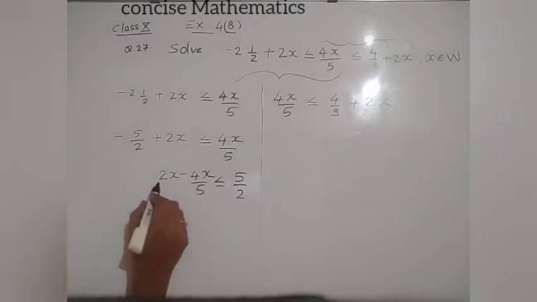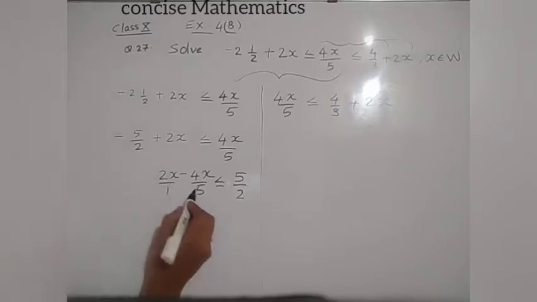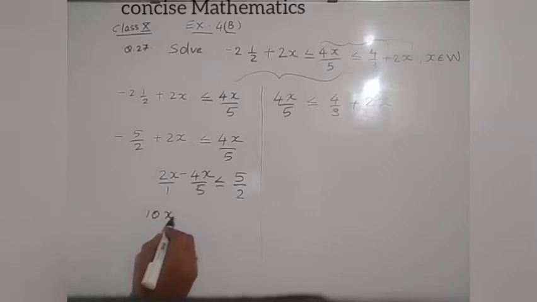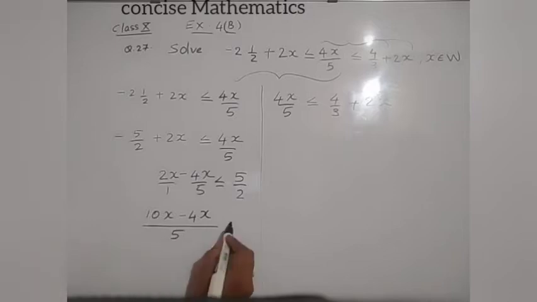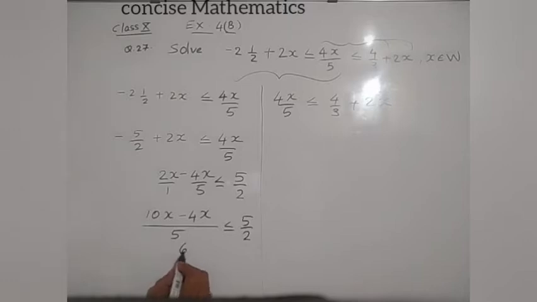Now take the LCM. 2 5's are 10, so 10x minus 4x by 5 less than or equal to 5 by 2. 10x minus 4x is 6x by 5 less than or equal to 5 by 2. We need x only. This 5 is divided here, so we can multiply it, and this 6 is multiplied here, so we can divide on the right side.